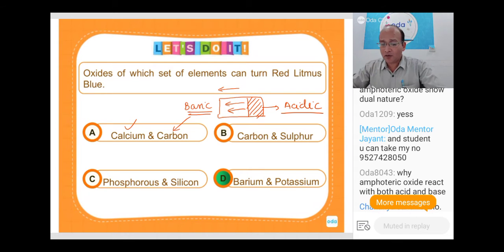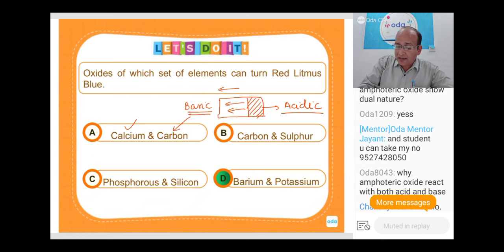Just remember it. It is very simple. So calcium is on the left hand side, carbon is on the right hand side. So this is acidic, this is basic. Clear to everyone?